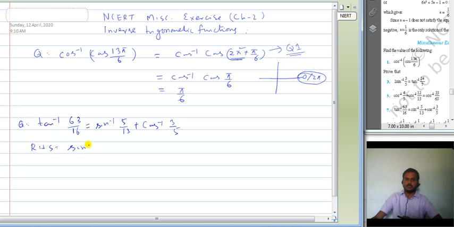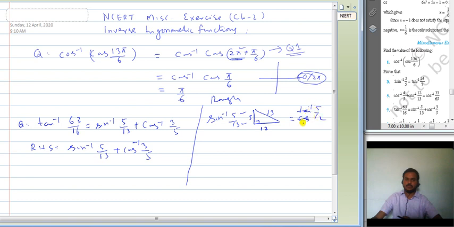RHS is nothing but sin inverse 5 by 13 plus cos inverse 3 by 5. Now my target is to convert them into a single inverse trigonometric function. So for sin inverse 5 by 13, you draw this triangle. Do some rough work here. Sin is p by h, so p is 5 and h is 13, so clearly this one will be 12. So that will be equal to tan inverse 5 by 12. Similarly for cos inverse 3 by 5, you have this triangle with you. Sorry, cos is b by h, so this is 3 and this is 5, so this is 4. So it is also tan inverse 4 divided by 3.